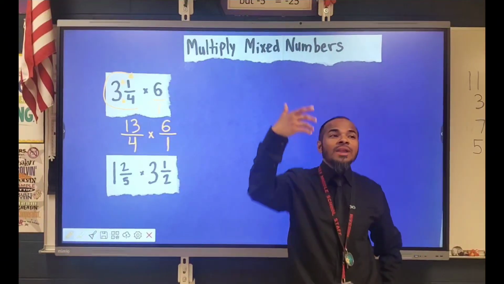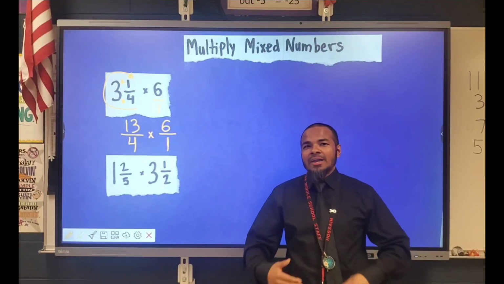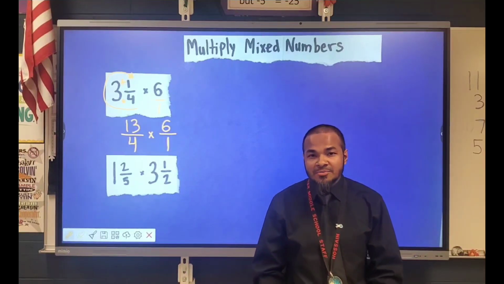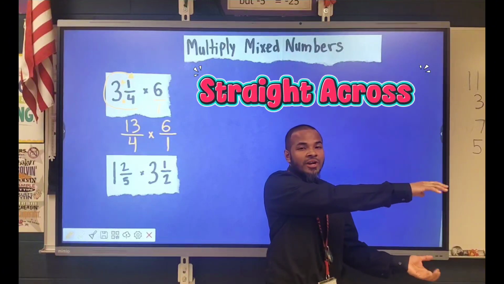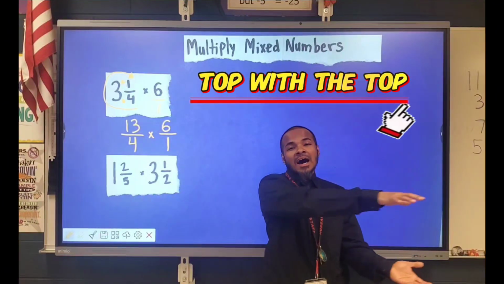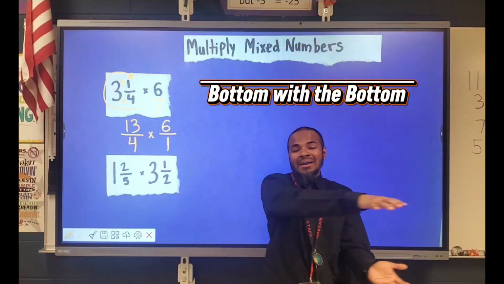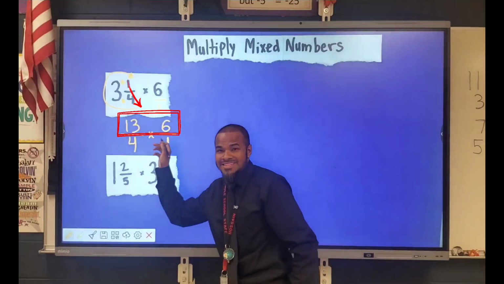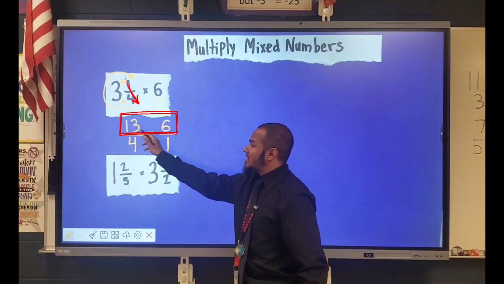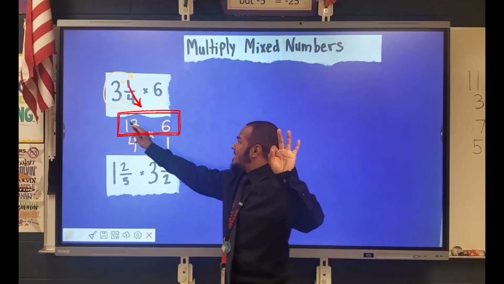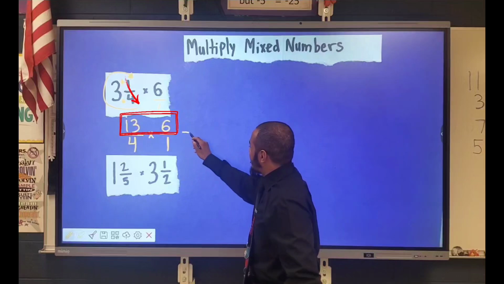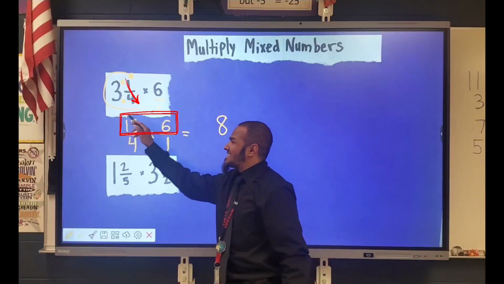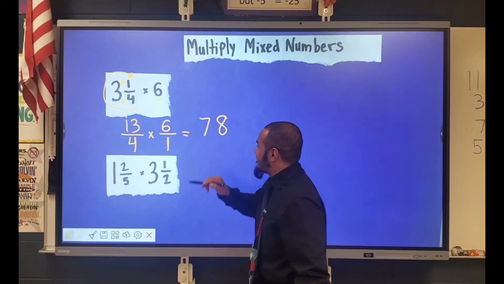And if and when I have 2 fractions, I could go ahead and use my strategy. What's my strategy? How do you multiply fractions? Remember, you multiply straight across. The top with the top and the bottom with the bottom. And so what I'm going to do is multiply 13 times 6. And so 6 times 3, 6, 12, 18. I regroup that 1. I'm going to put 18. Right? I regroup that 1. 6 times 1 is 6 plus 1 more is 78.